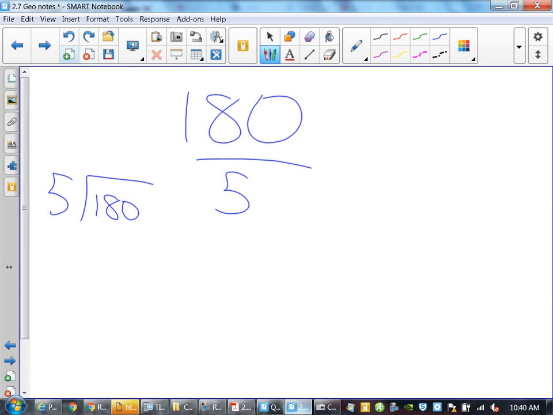5 doesn't go into 1. 5 goes into 18 3 times. Subtract it out. 3. Drop the 0. You get this. I don't even know how to do that. Well, you really should. What I did here was this is old-fashioned long division. This is just a shortcut. 5 goes into 18 how many times? 3. How many times, Nigel? 2.